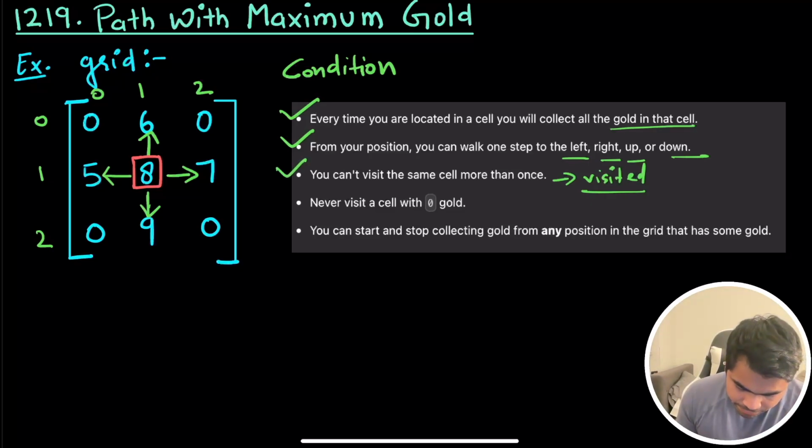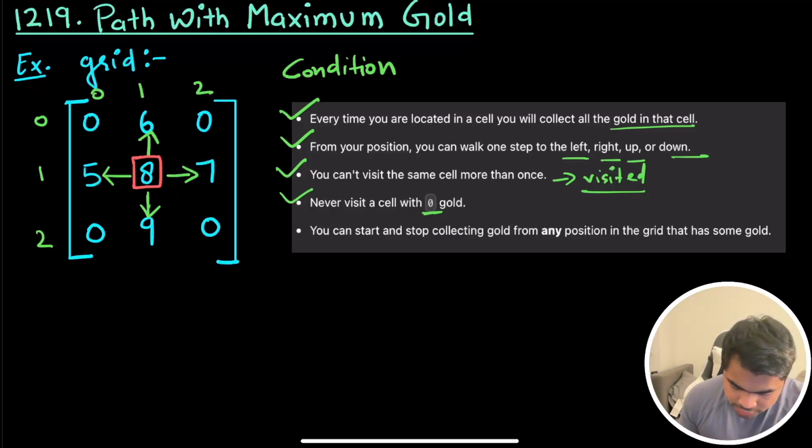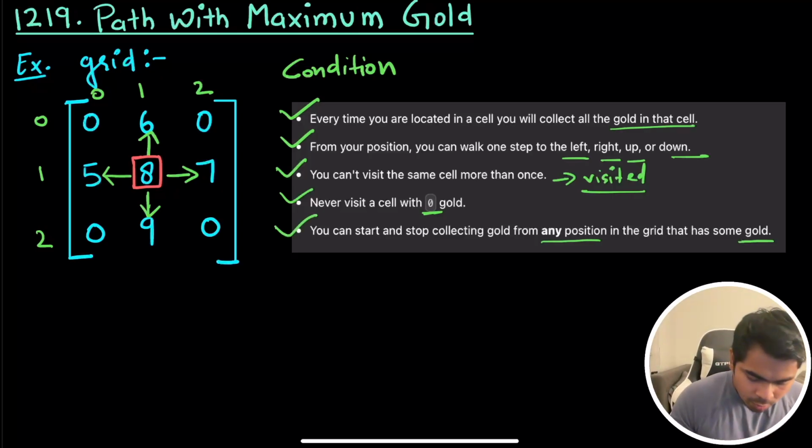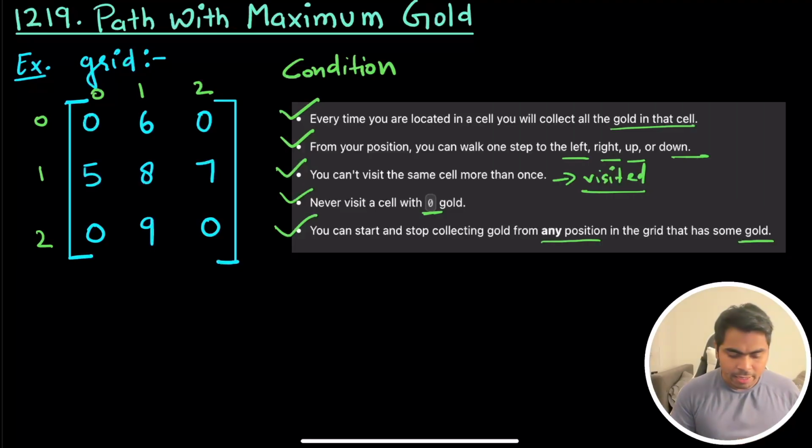Then our 4th condition is never visit a cell with 0 gold. So all these cells that you are seeing right here, we cannot visit them. So the 4th condition is also done. Then the last and 5th condition is you can start and stop collecting gold from any position in the grid that has some gold. So this condition is also done. What the problem is simply asking us is that we have to collect the maximum gold starting at any position except it is 0, and then we have to return the path with the maximum gold.